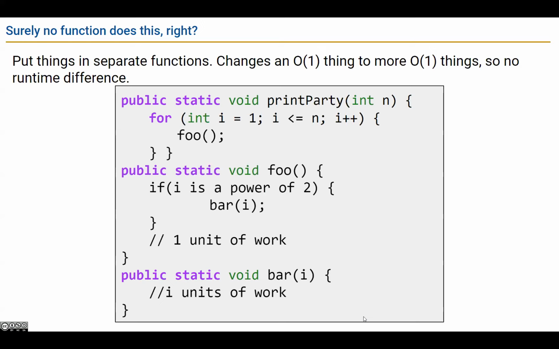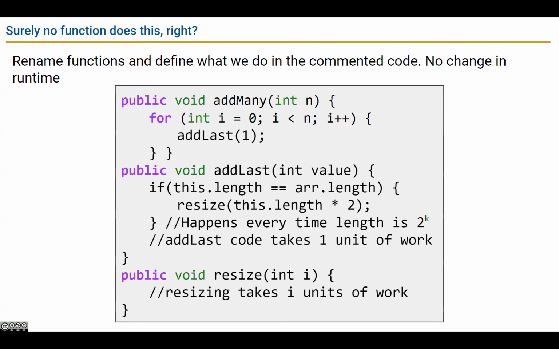I'm going to actually put these into separate functions. Function calls actually just take a constant amount of time, so I can treat this also as 1 unit of work. So this hasn't changed any of these runtimes. This is still theta of n total runtime. And you know what? I'm going to rename some words all over the place. Does this look like anything we've seen before?